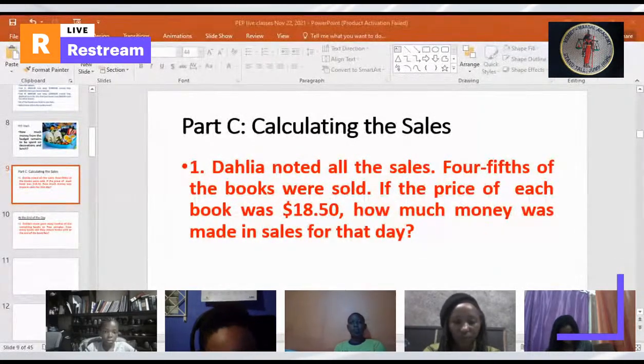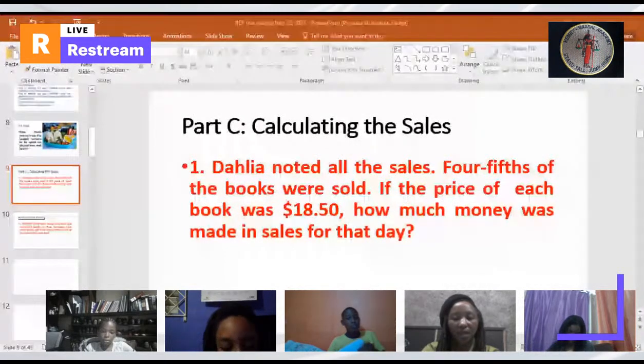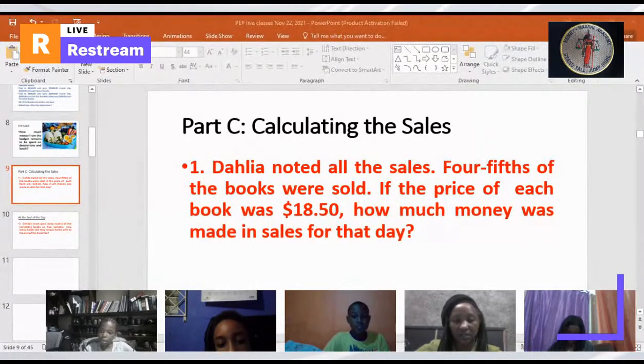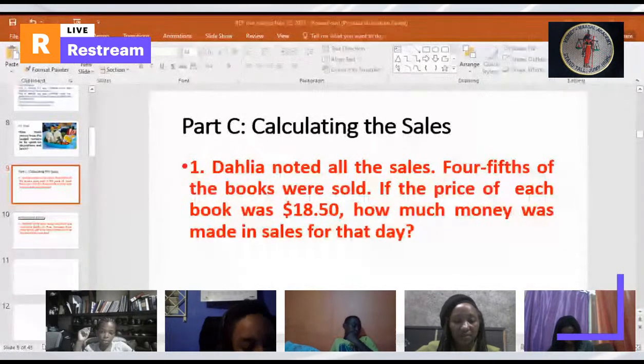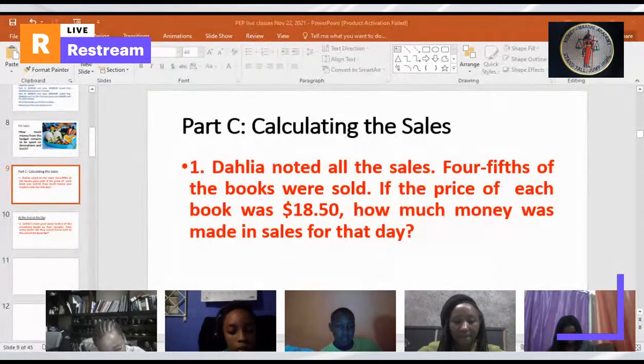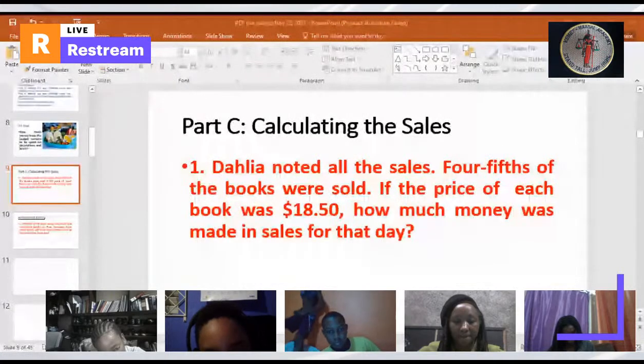How will we approach how we work that? The first thing we need to do is to find 4/5 of the books. How many books were brought? Amari? How many books did Dahlia's mom take to the book fair? Miss, I'm also raising my hand. But can you tell me how many books were at the book fair?